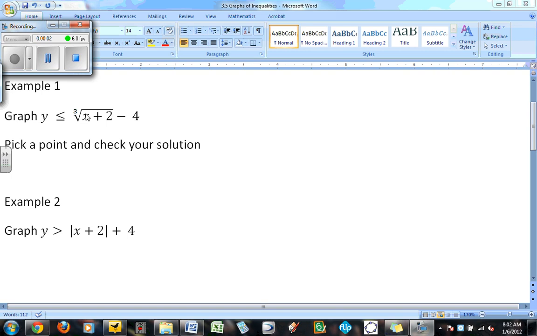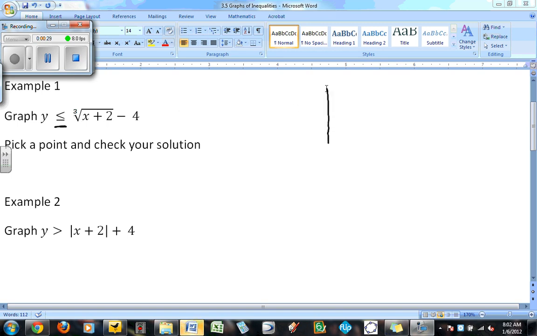Section 3.5 is graphs of inequalities, and we're still going to graph everything the same as we have in the old parent function section, except now we're going to have to worry about shading and whether we have solid or dashed lines to graph with, and that's all going to be told by this inequality sign here. We're going to graph it like it's an equal sign, and then we're going to shade.